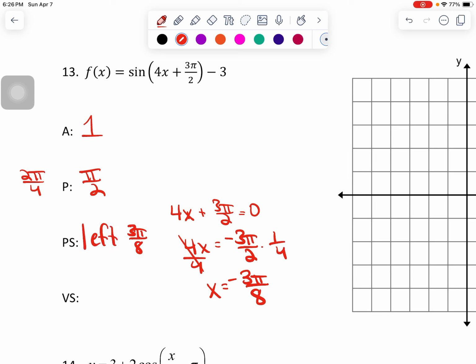I'll figure out how many spaces that is once I've labeled the x-axis. And I have a vertical shift here of down 3. So down 3.